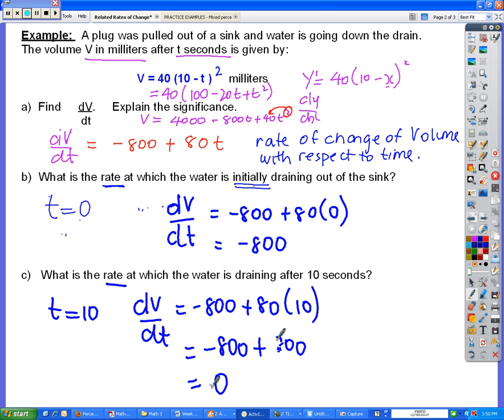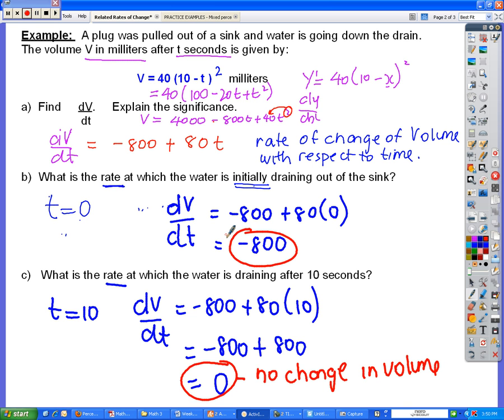Okay. So what does this mean? We've got these two values here. What do these values of dV/dt mean? What does this dV/dt of 0 mean? So at 10 seconds, the rate of change of volume with respect to time is 0. So what's happening? The sink's not draining. So there is no change in volume at this time. Kind of like it's stationary, it's stopped. Sink's no longer draining anymore.